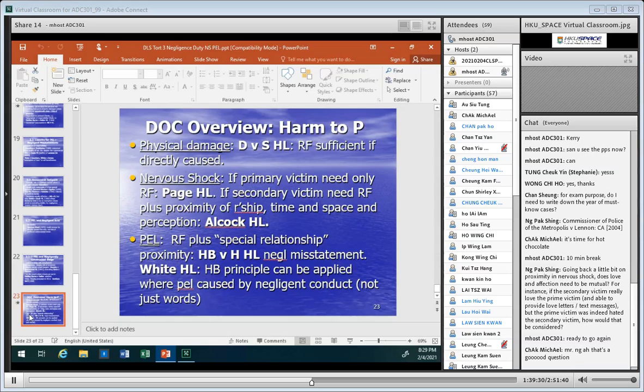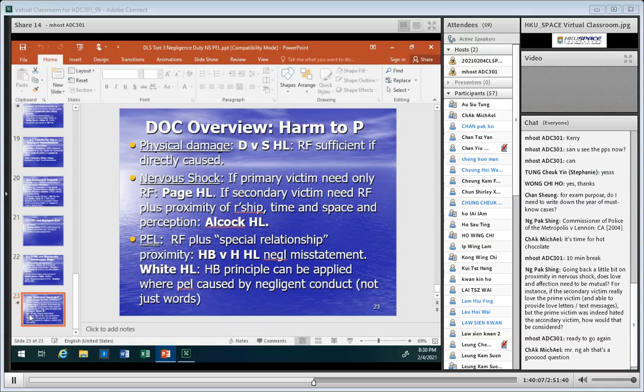Hedley Byrne v Heller is the leading case on negligent misstatement, but White is a case that says that the Hedley Byrne principle can be applied where the pure economic loss is caused by negligent conduct, not just words. So you've got to prove that closeness, that proximity. If you can do that, fine. And you prove the proximity by showing an assumption of responsibility by the person who's made a statement or done the act, and reasonable reliance. That's with regard to negligent words.